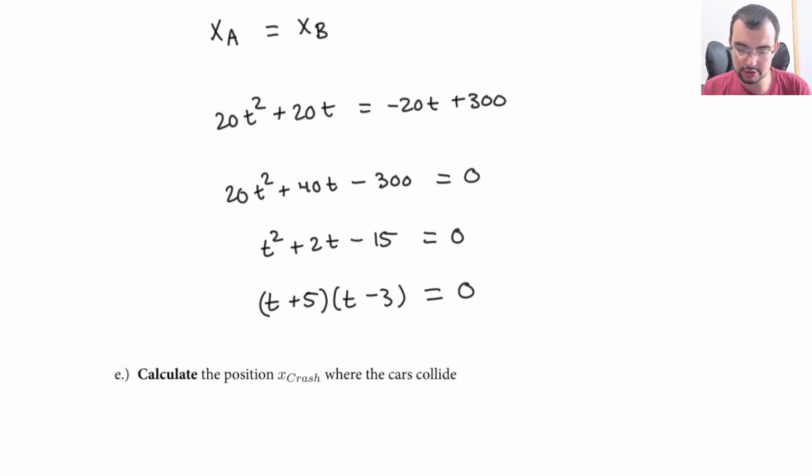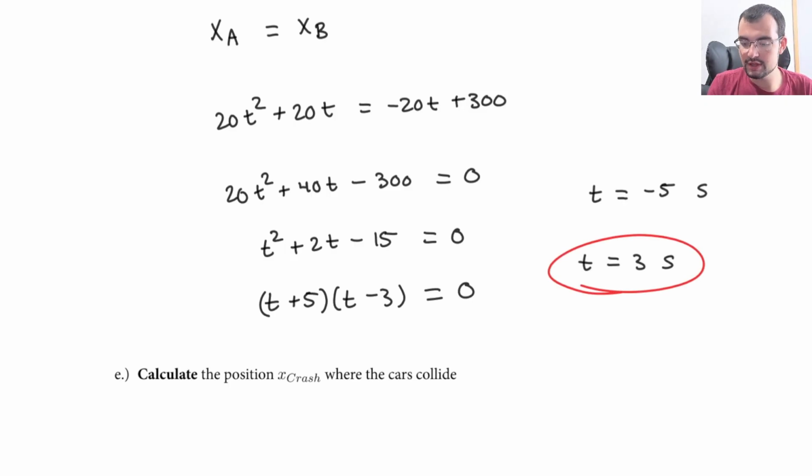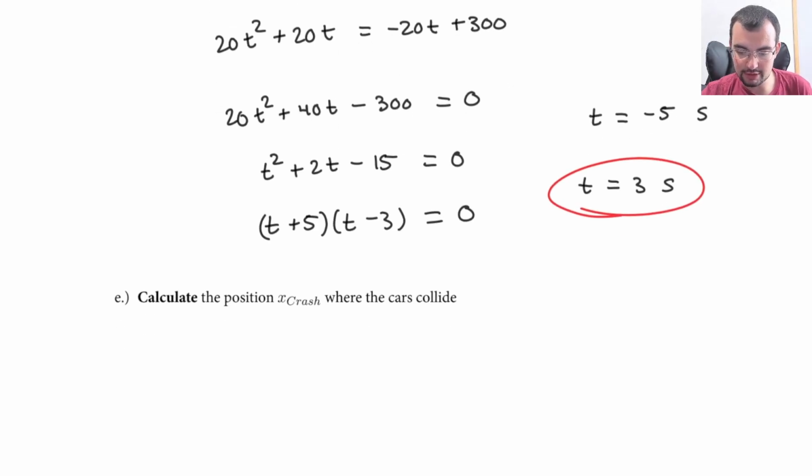So I get two solutions. The cars collide at negative 5 seconds. Okay, it's definitely not that. Or the cars collide after 3 seconds. So the negative time root is rarely meaningful.